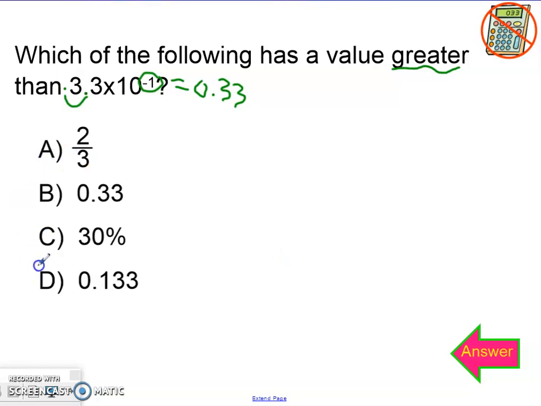Well, right away, I recognize that D, 0.133, that's smaller than 0.33. And I also recognize that B, 0.33, can't be greater than this number because they are actually equal. So just looking at those two narrows it down to A or C. Let's look at C first. To change 30% to a decimal, I put that decimal point on the end and move it 2 places to the left. So 30% is really like 0.30.